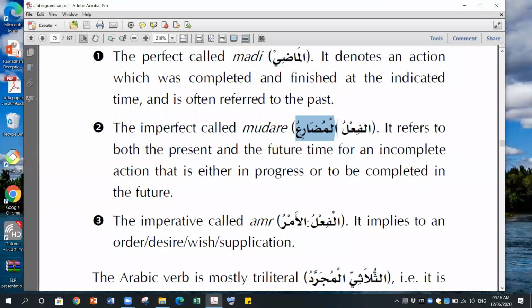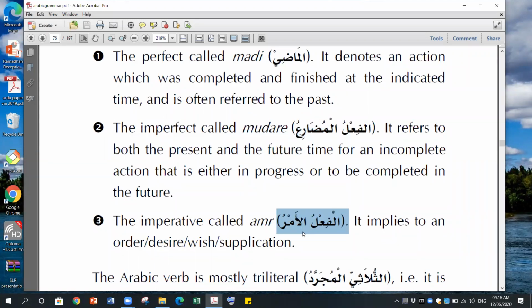So order means when we order to do something or when we order to prohibit from something, not to do that. The order which is given to do something is called fi'lul amr. Amr means order.